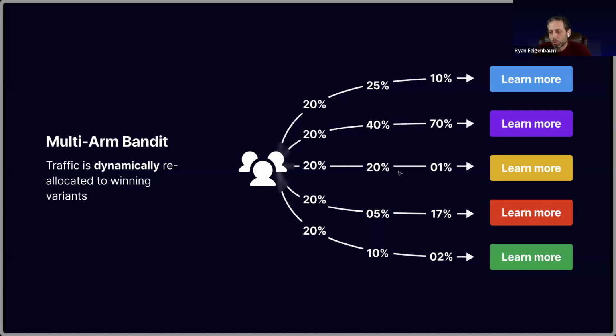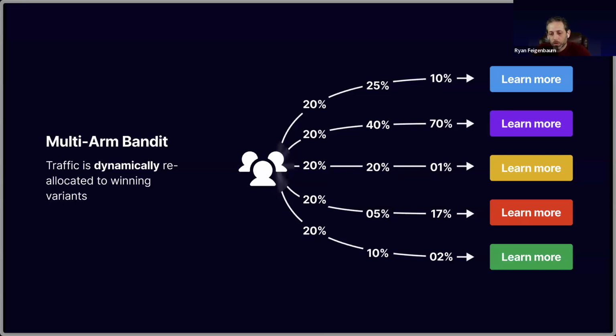So this is what is so cool. And this allocation here, what's happening, this is all being done by us, or by the experimentation platform, based on our algorithms. We are dynamically reallocating your traffic to the winning variations during the experiment.